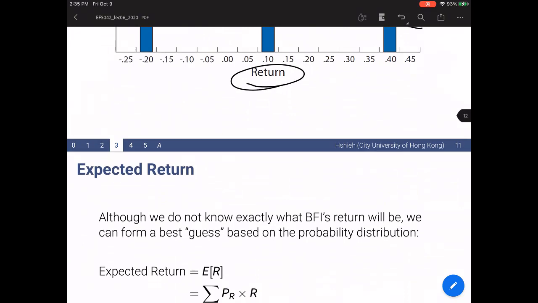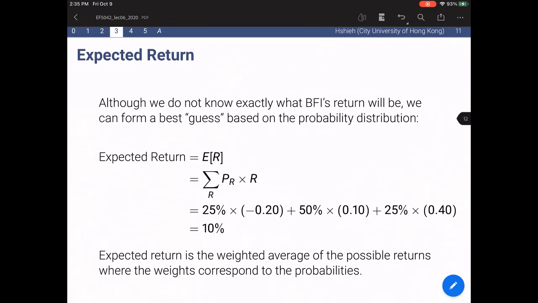Okay, so how do we calculate the mean return of a stock using discrete probabilities? We can't know exactly what a stock's return will be in the future, right? That requires being able to see into the future. So what we typically do from a portfolio manager's perspective is try to make a best guess. And this best guess is captured by expected return or mean return.